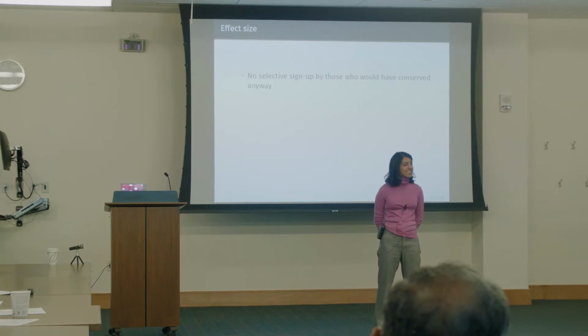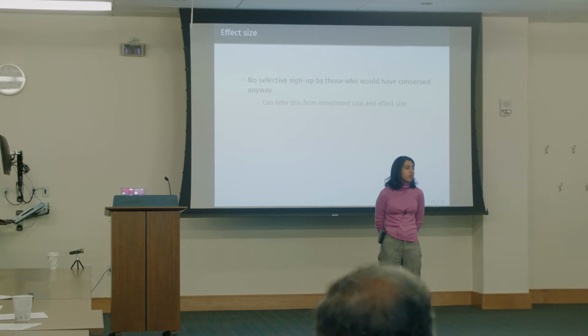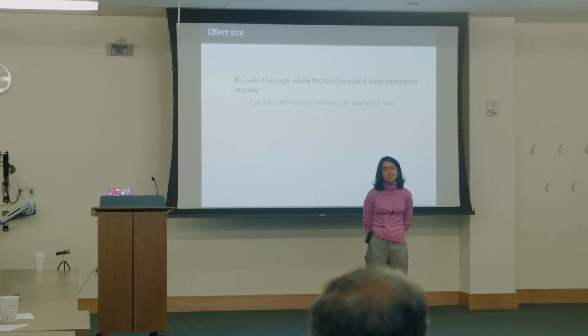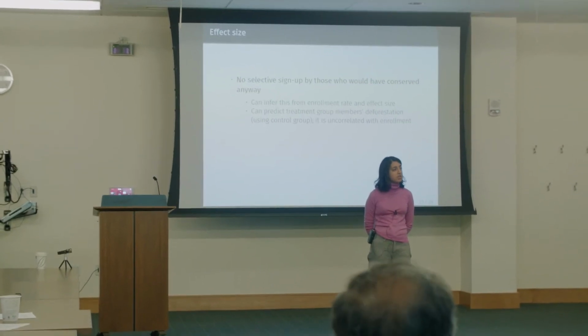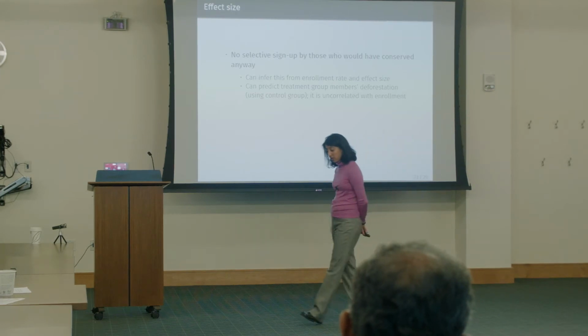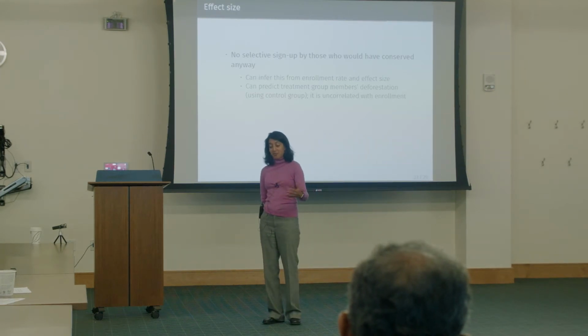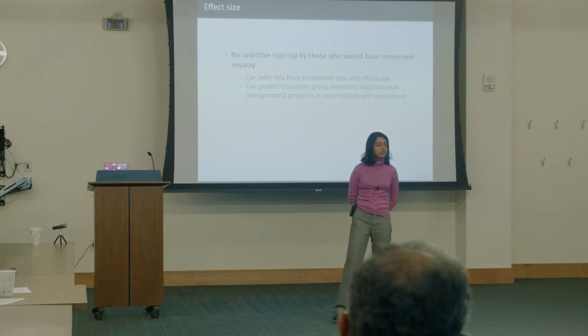Okay, so it's a big effect size. It means there's no selective sign up by those who would have conserved anyway. You can infer this just from the enrollment rate and the effect size. We saw a 32% enrollment rate and a 50% drop, which certainly surprised me, and presumably surprises everybody here. That's the key to whatever magic that was. If that magic goes away, these programs won't be as effective.